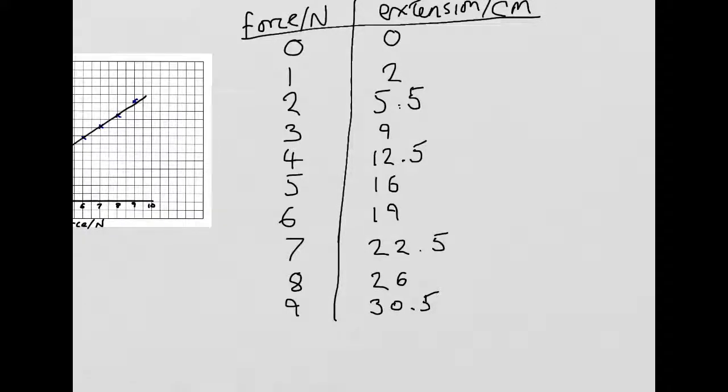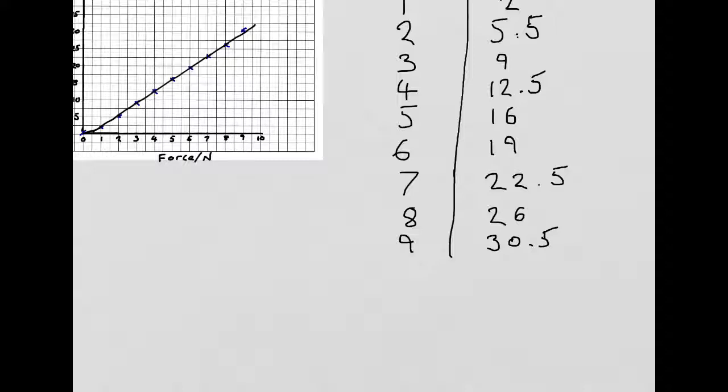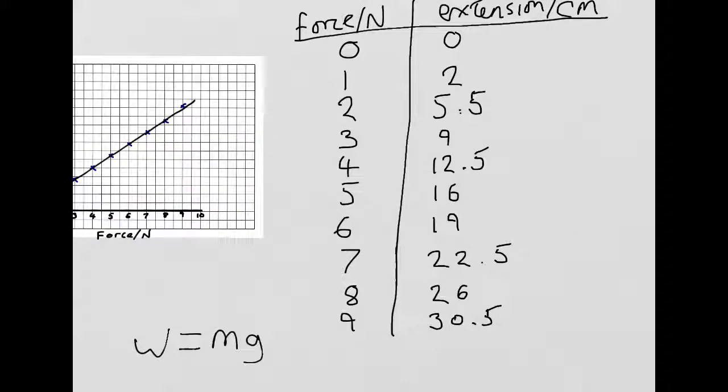Right, let's start by looking at our data. So force, remember we calculated our force using weight. Okay, the weight equation: W equals mg, or weight is equal to mass times gravitational field strength. Remember, our force was provided by weight. We were hanging weights off the spring, so force is weight in this case.